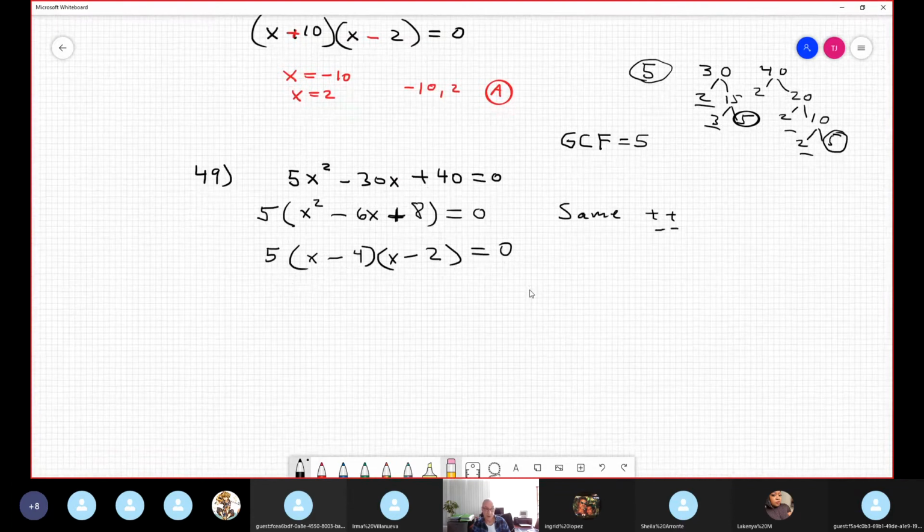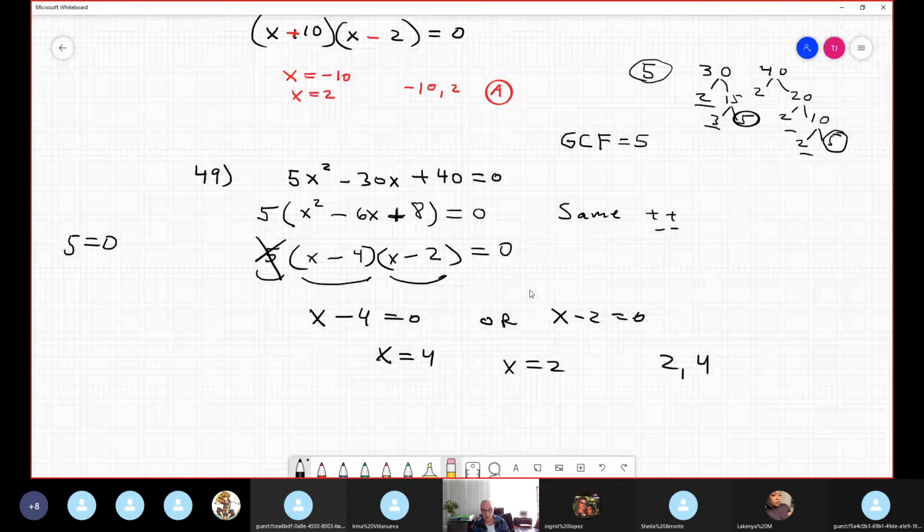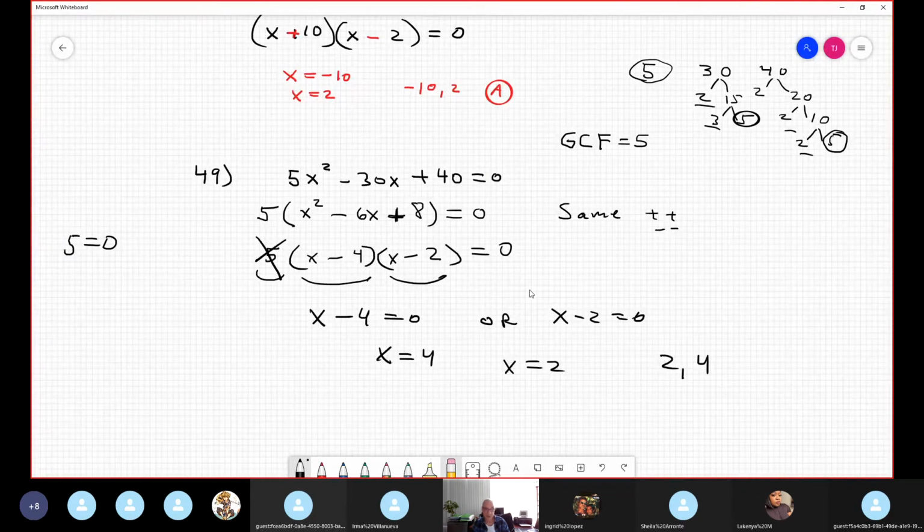Okay. Now you apply the zero factor property. We have 3 factors, 1, 2, 3. But the first factor is 5, and 5 is never 0. 5 equals 0 is a contradiction, so you delete this factor mentally. You copy x minus 4 equals 0, or x minus 2 equals 0. It's obvious that the solutions are positive 4 and positive 2. Listing like that, 2, 4, option B. Any question?